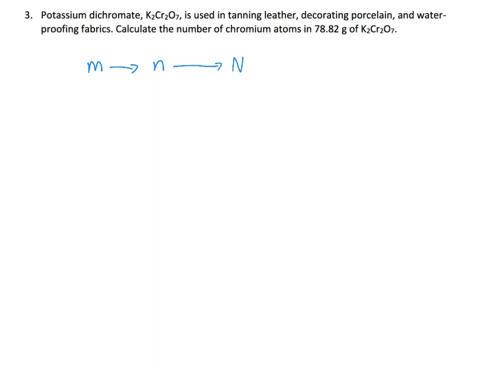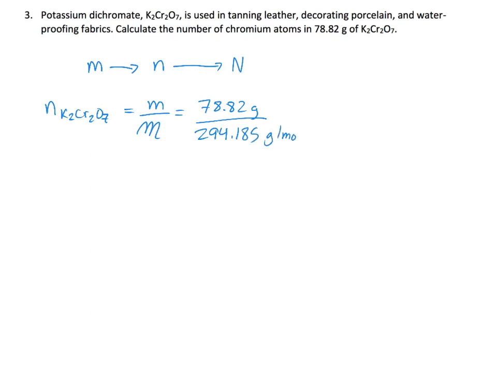First step is to get the moles of K2Cr2O7. That will be equal to the mass over the molar mass, 78.82 grams, divided by 294.185 grams per mole. That equals 0.2679 mole.